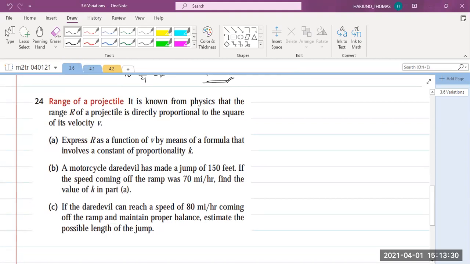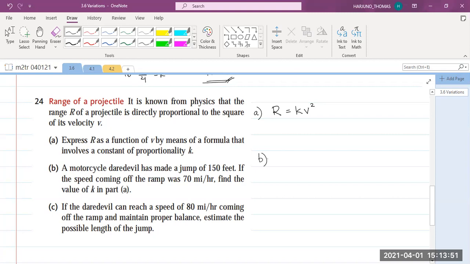Number 24, the range of projectile. It is known from physics that the range R of a projectile is directly proportional to the square of velocity. That's our part A. Now, part B.